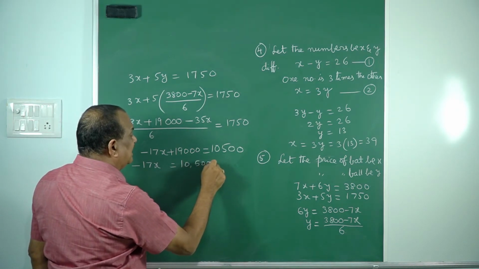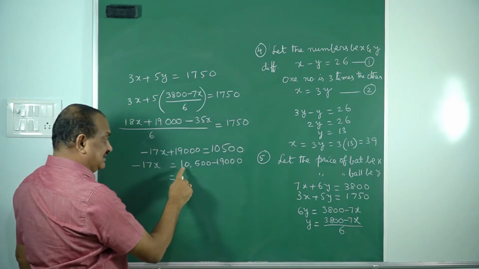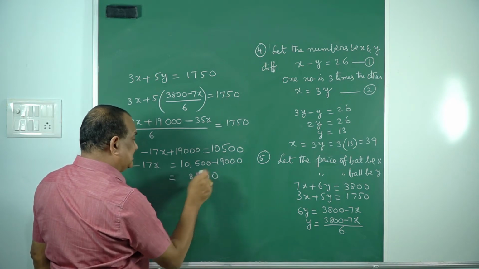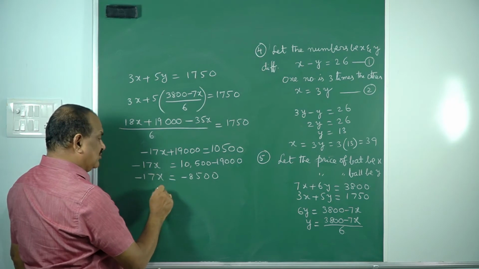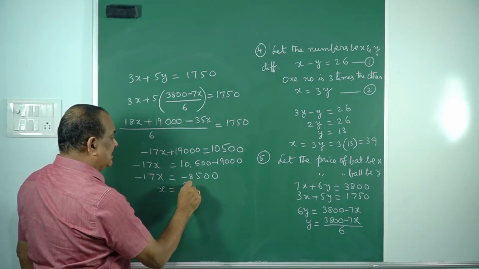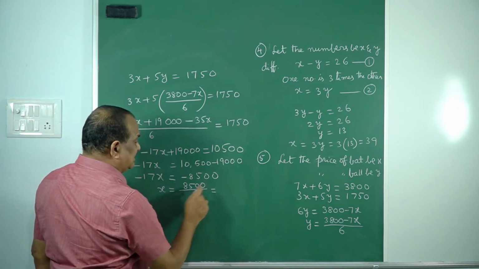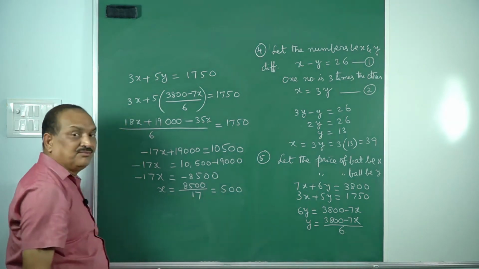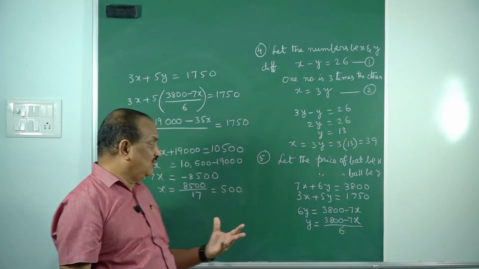10,500 minus 19,000. And the difference is 8,500. But this is larger, so negative. Minus 17x. Minus can go, x value is 8,500 on 17. 17 5s are 85, 0, 0. I got the x value. And this x value is substituted here to get the value of y.